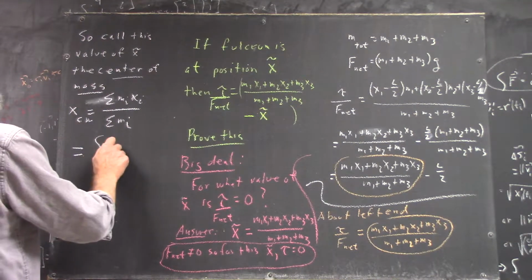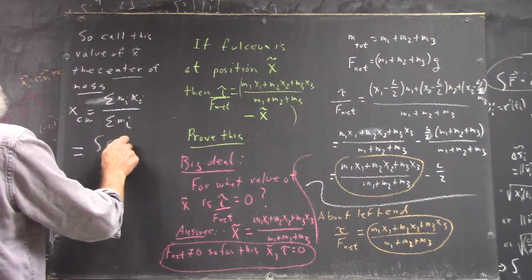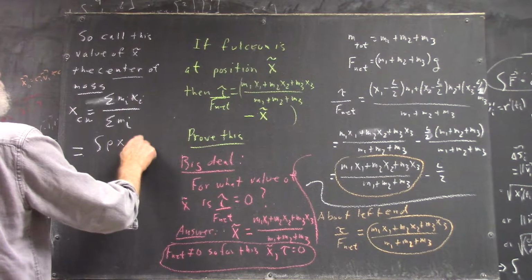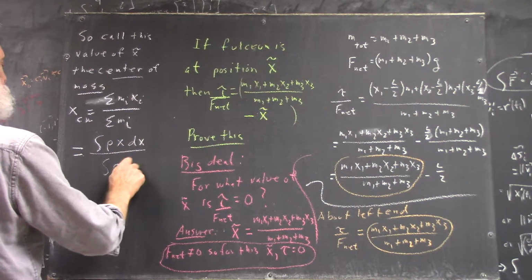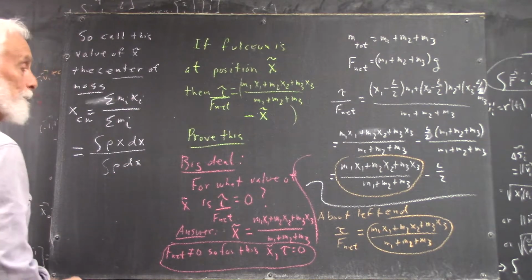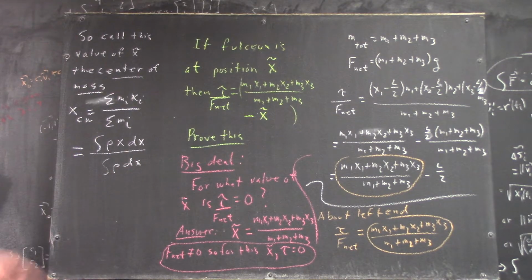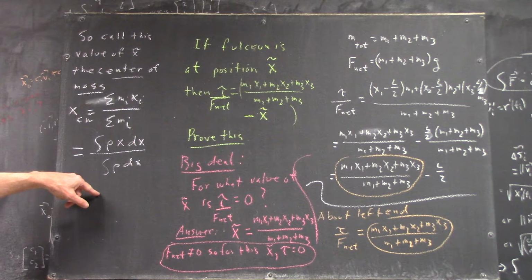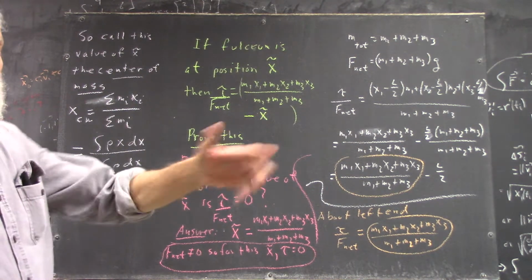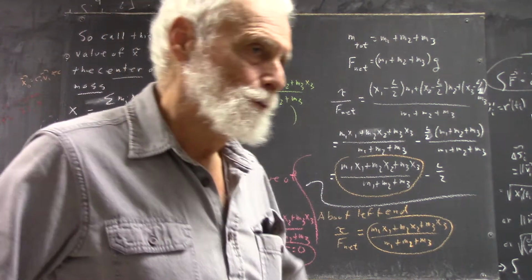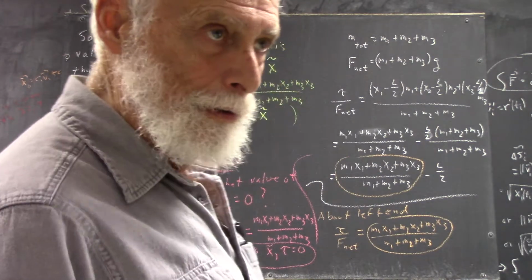Okay, so anyhow, this is the integral of rho x dx over the integral of rho dx. This is the torque. This is the mass. Okay? And then you generalize it to three-dimensional objects and read your calculus book. The idea is very simple.